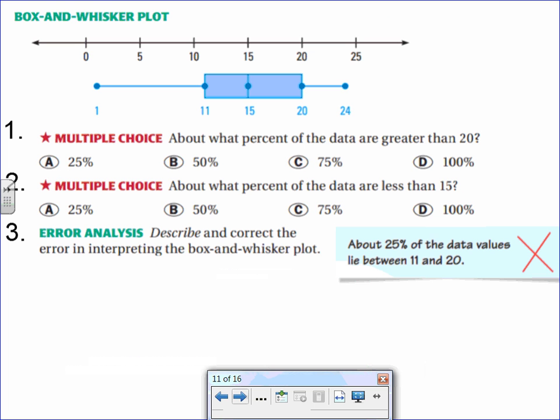All right, we got a couple multiple choices here. About what percent of the data is greater than 20? Here's 20. What percent is greater than 20? Perfect. What percent of the data is less than 15? Here's the 15. 50, perfect. And then what did they do wrong here? They are saying that 25% of the data is between 11 and 20. Here's 11, here's 20. What did you say?